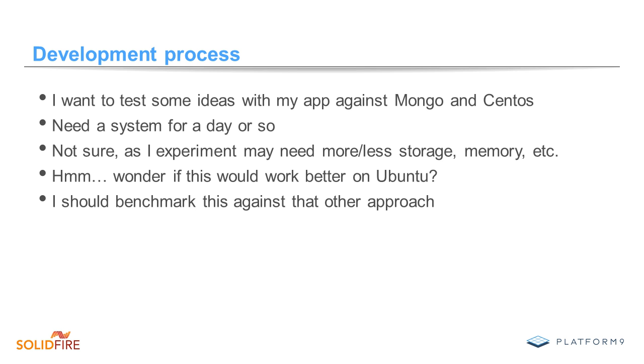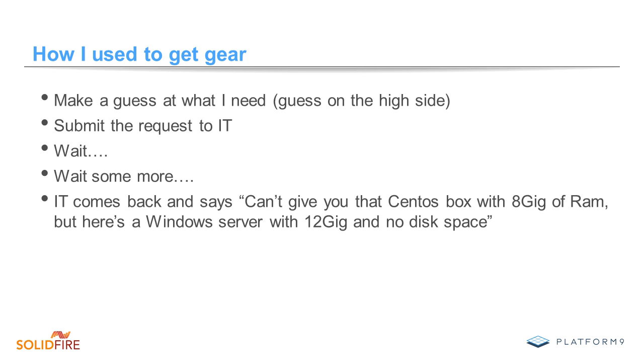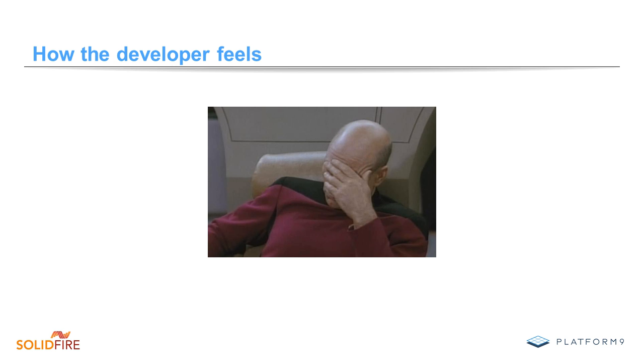Now, in order to do that, I'm going to have to try and guess. And of course, I'm going to guess on the high side, right? And then we're going to underestimate. And I'm going to submit a request to the IT group, and then I'm going to have to wait for them to act on it. And usually that takes a while. That could take a few days. And they may come back and not have any resources and just say, sorry, you're out of luck, maybe next week. Or they may come back and say, well, I can't give you that CentOS box, but here's a Windows server. It's the same thing, right? You can do whatever you need to do with it, right? That just flat out doesn't work.